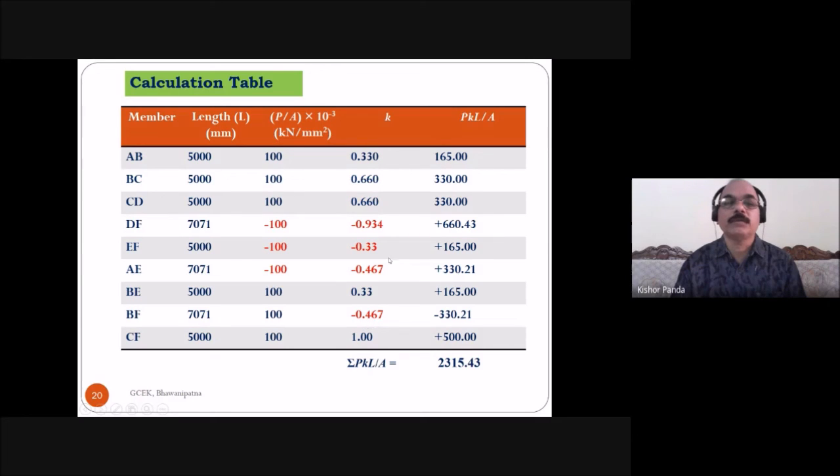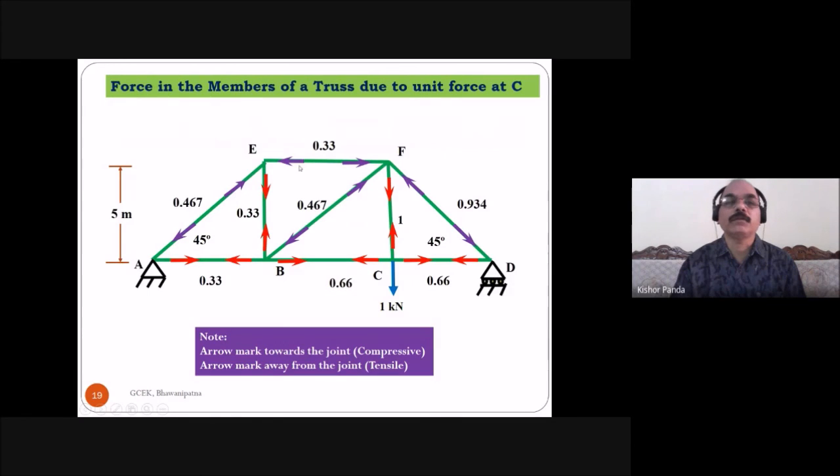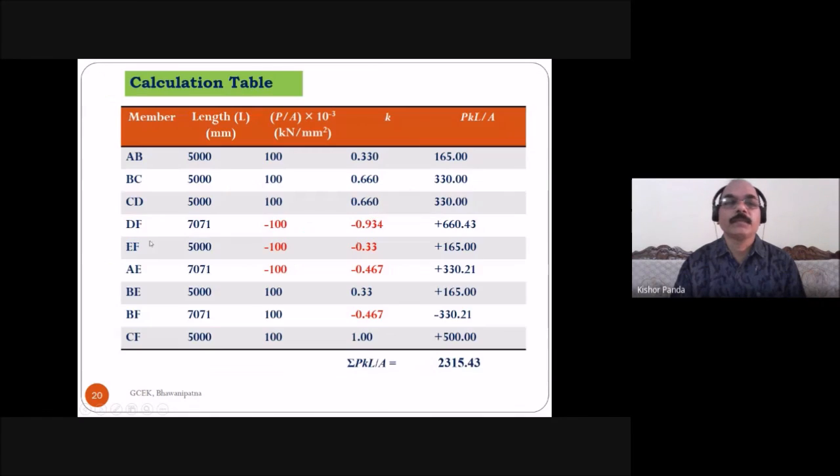This is also compressive. These four are compressive: AE, EF, DF, and BF. These four members are compressive, and all others are tensile. This is due to the unit loading.